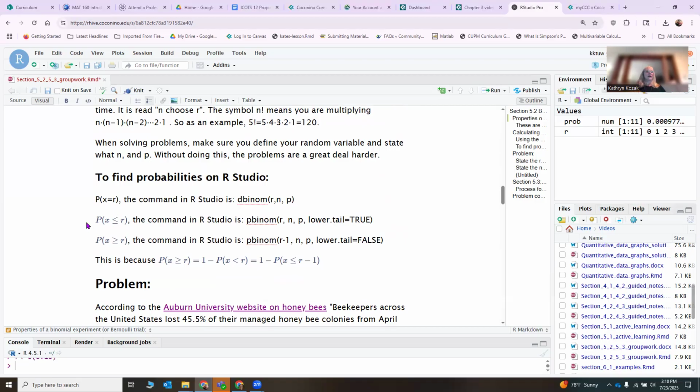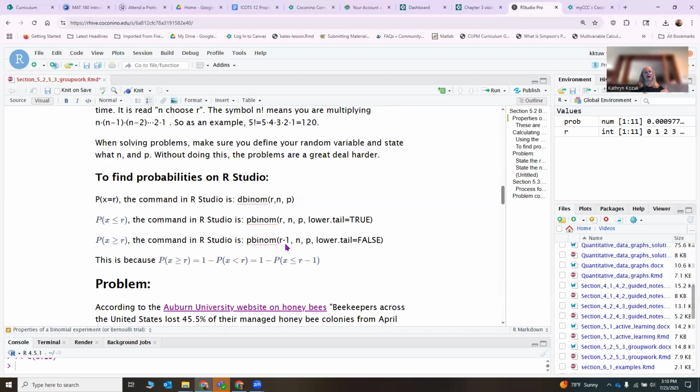If you're doing the probability that X is less than or equal to r, then you use pbinom instead. Very much the same, except lower.tail is TRUE. That's because you're shading, you're going below, so you're always thinking of being on the bottom. For the probability that X is bigger than or equal to r, that's the other way. There's a little difference here.